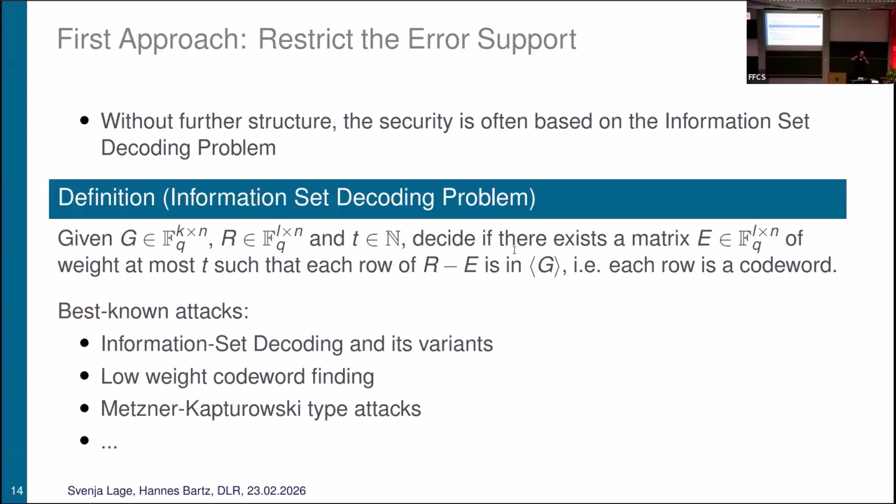basically your ciphertext, which is a code word plus an error, and then find in this space a vector of low weight. And if I consider this interleaved decoding problem, there is a very efficient algorithm by Metzner and Kapturowski, which works for very high order interleaving.